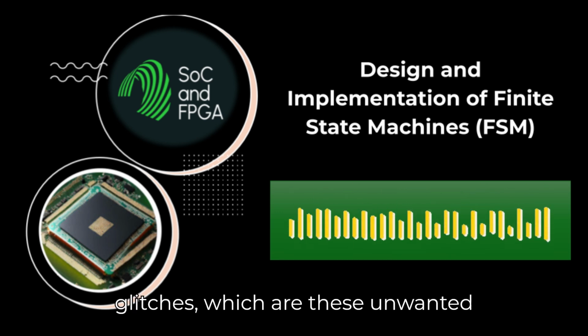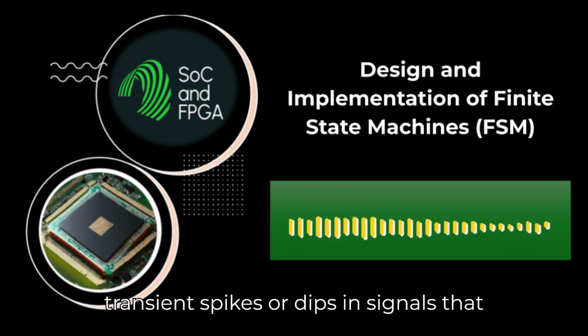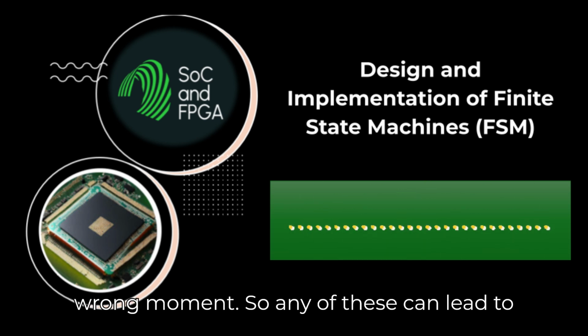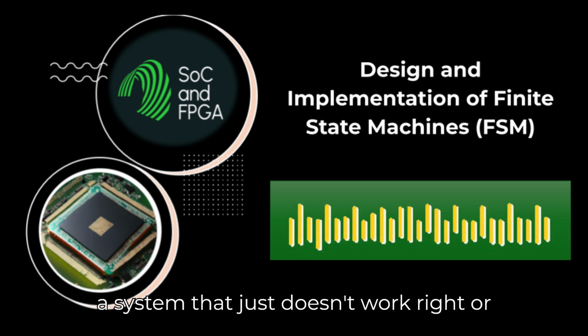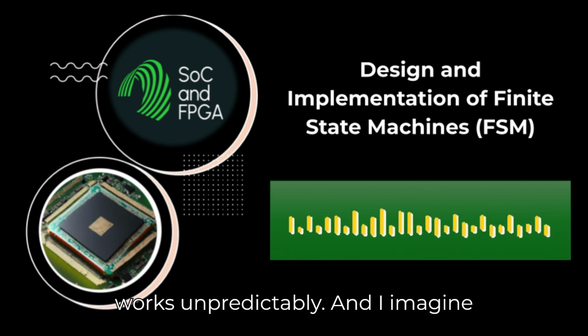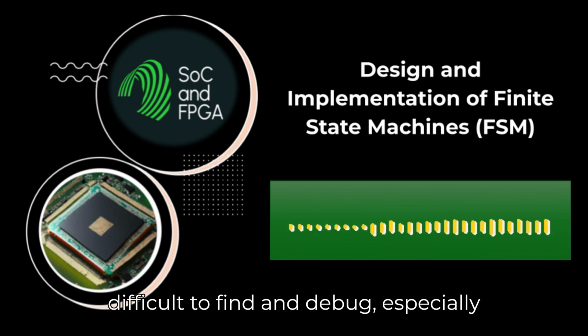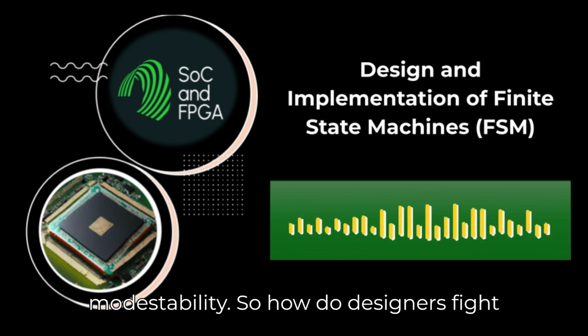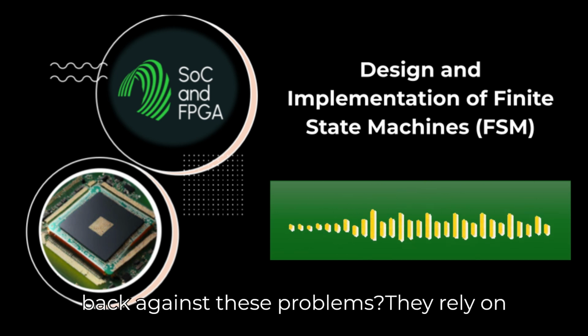Yeah, and glitches, which are these unwanted transient spikes or dips in signals that can cause chaos if they happen at the wrong moment. So any of these can lead to a system that just doesn't work right or works unpredictably. And I imagine they're hard to find. Incredibly difficult to find and debug, especially the timing-related ones and metastability. So how do designers fight back against these problems?